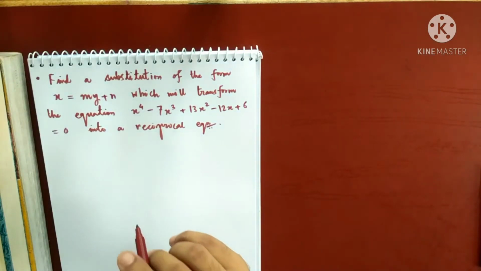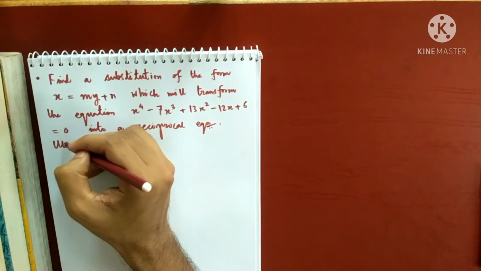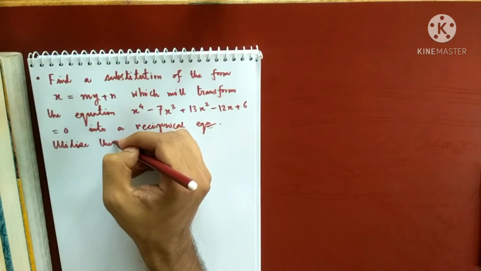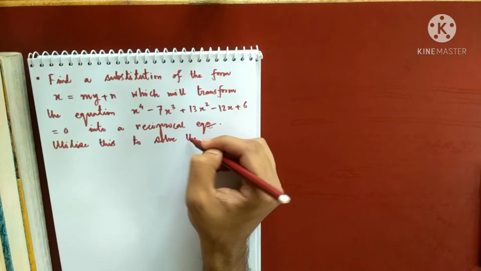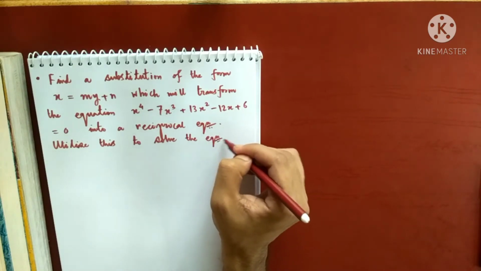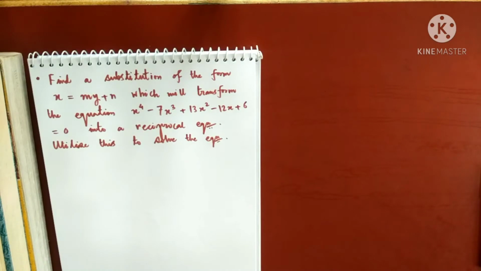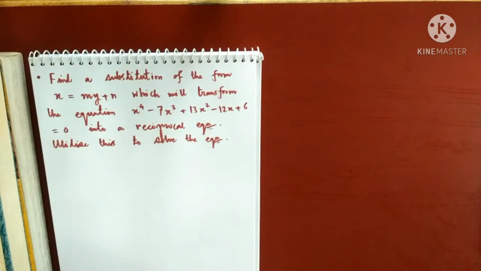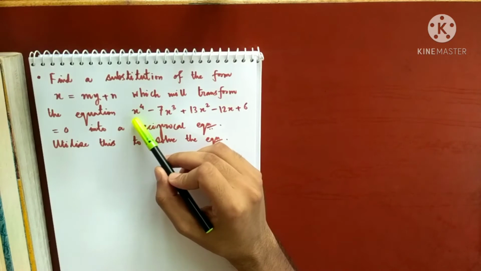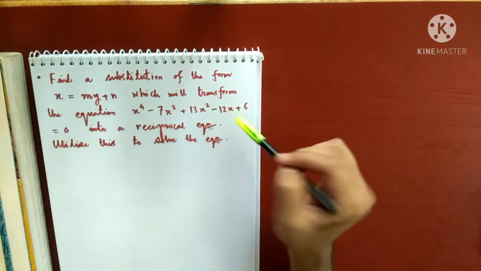Utilize this to solve the equation. Okay, so the question is, you see, this equation is not a reciprocal equation, and we don't know a general method for solving a fourth degree polynomial equation.